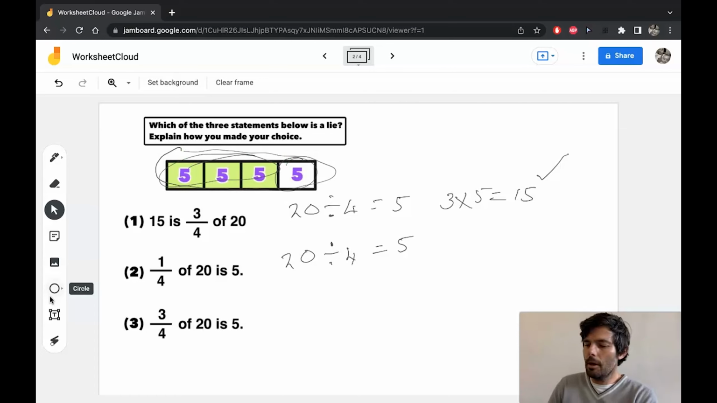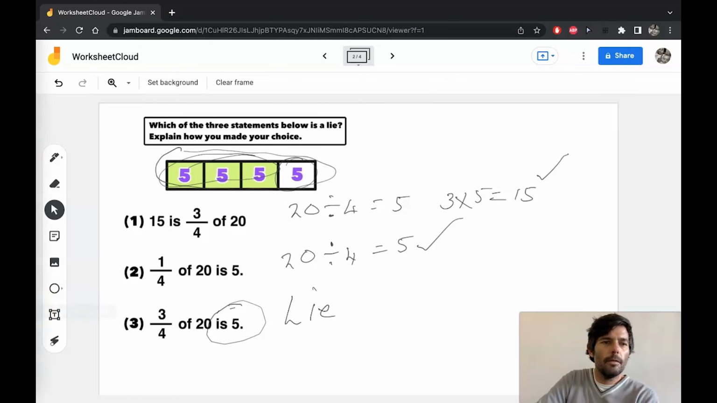So that leaves me with my last statement, which says 3/4 of 20 is equal to 5. So if I've just proven that 1/4 is equal to 5, then surely I must know that 3/4 cannot be equal to 5. It has to be equal to 15, like it is in statement number 1. So statement number 3 is your lie. Okay, well done if you got that.